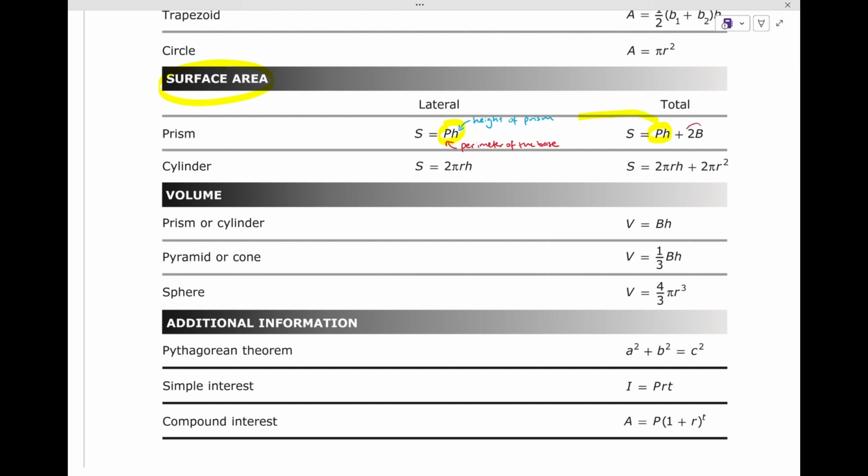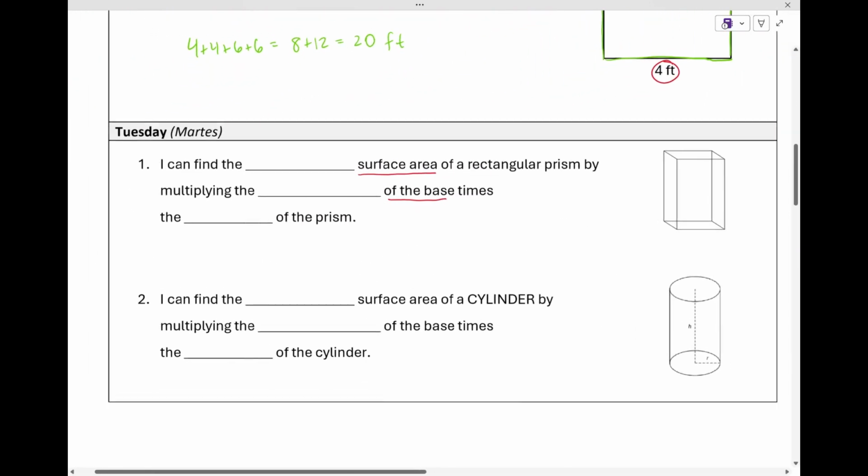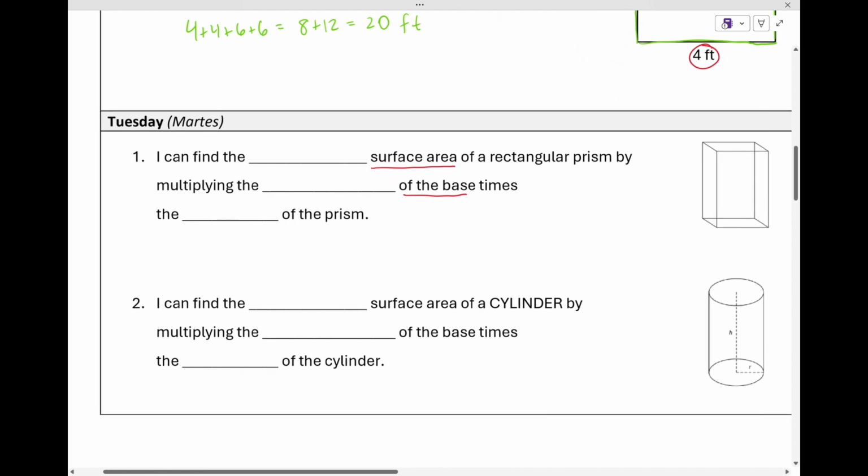Same thing over here for P and H. Try to remember what 2B stands for. Capital B stands for our area of the base of the prism. So if it's a triangle, then the area of the triangle. If it's a rectangle, the area of that rectangular base. Now over here, we're finding the surface area. It's just something of the base times something of the prism. So we're not adding anything else, just the shortest one. So you can use your context clues to figure out this is looking for the lateral surface area.